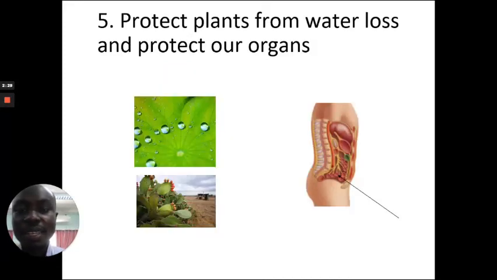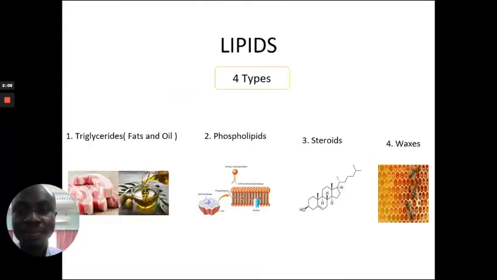Lastly, they also protect. If you look at this cactus plant, it lives in a very hot environment in the desert. On the surface of the leaves, we have waxes, which will protect the plant from losing too much heat. And inside our bodies, we also have lipids around our organs, which help to protect our organs.